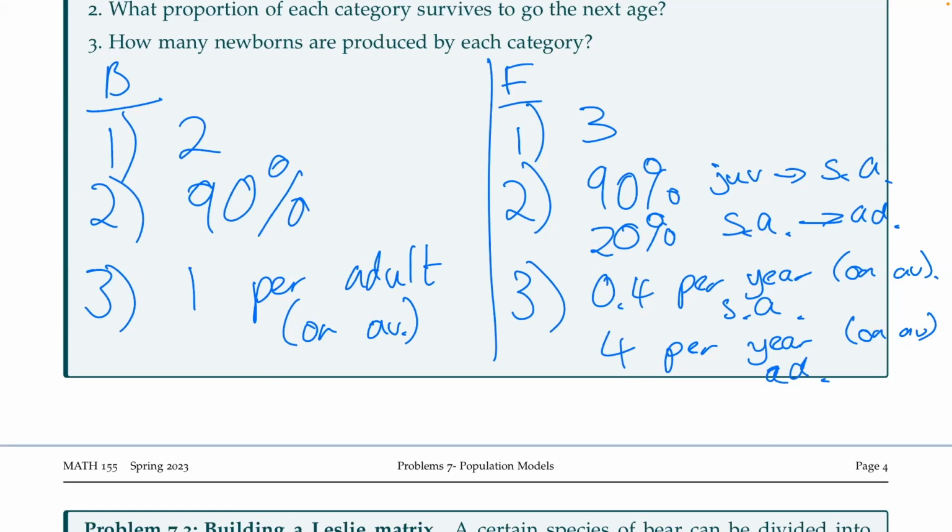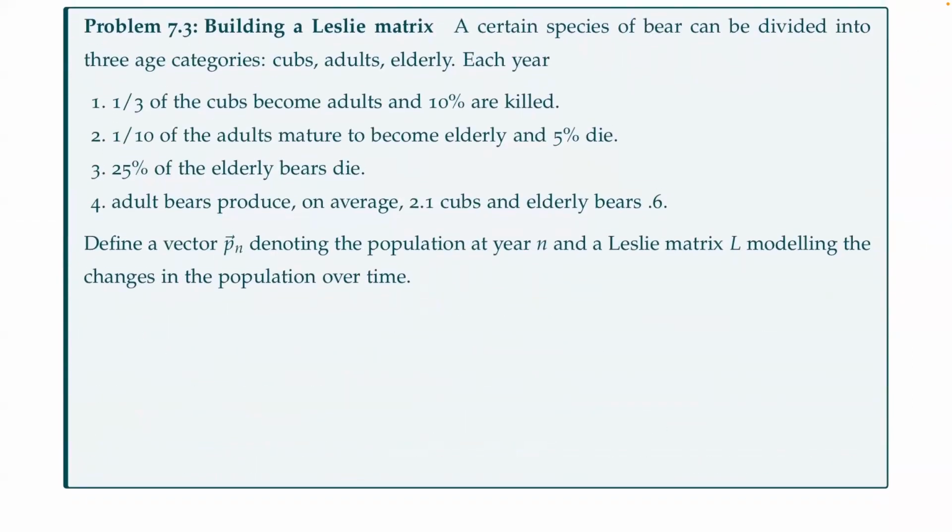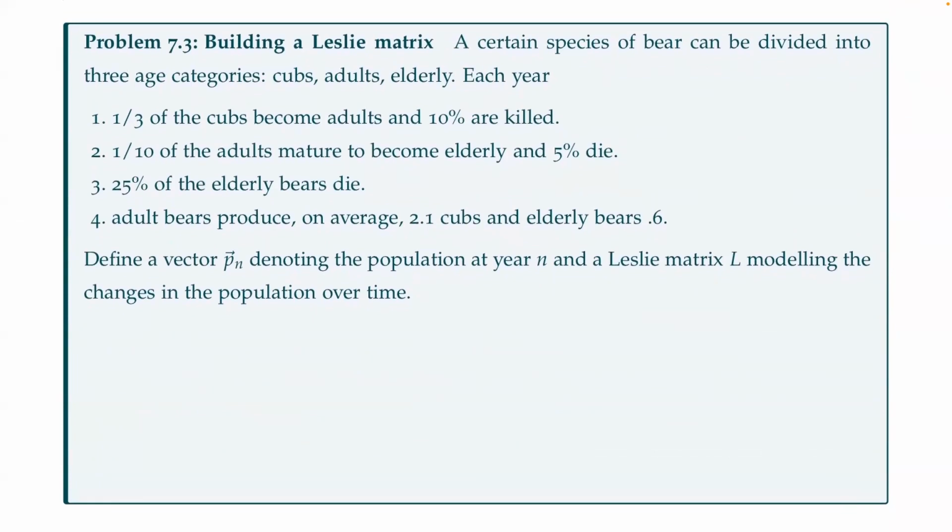Okay. So let's think now about building a Leslie matrix. There was an example of this in the pre-lecture material, and I'll help you out for the start of this one. We've got here a population of bears, and we're going to divide them into cubs, adults, and elderly. So I'm just going to define this vector here as Cn, my cubs in year n, An, my adults, and En, my elderly bears in year n.